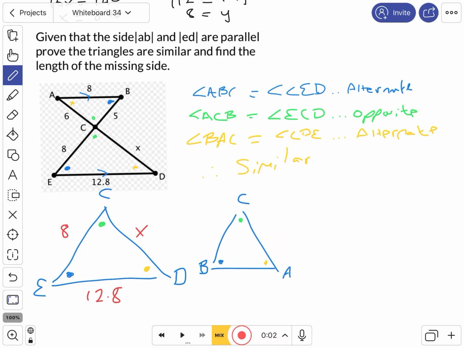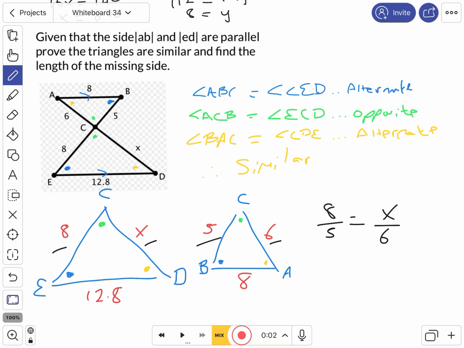I know that between A and B is the length of 8. I know between B and C is the length of 5. And then C and A is the length of 6. So it makes it much easier. It stops any kind of errors happening. So if I want to actually do this question, then all I have to write is that 8 over 5 is equal to x over 6. Okay, so 8 over 5 equals x over 6.